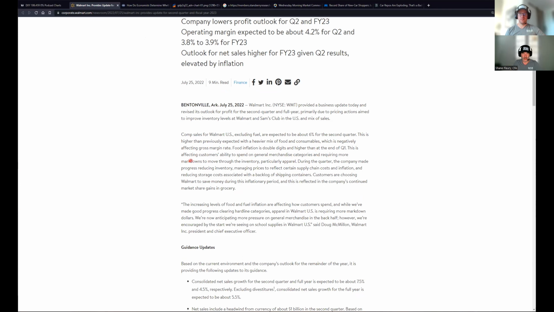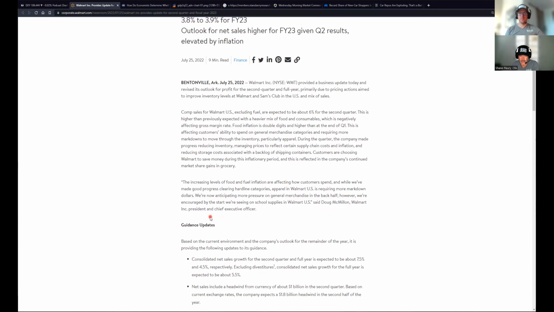So that's good for inflation, right? Prices coming down to move through the extra inventory, particularly for apparel. So people are spending more money on food and energy and less money on new clothes and new shoes, which is really no surprise. The increasing levels of food and fuel inflation are affecting how customers spend. They made good progress clearing hardline categories and apparel, and Walmart US is requiring more markdown dollars. So that could be good for inflation. Prices are probably going to start coming down a little bit, probably not due to anything the Fed has done, but just due to the normal course of business.